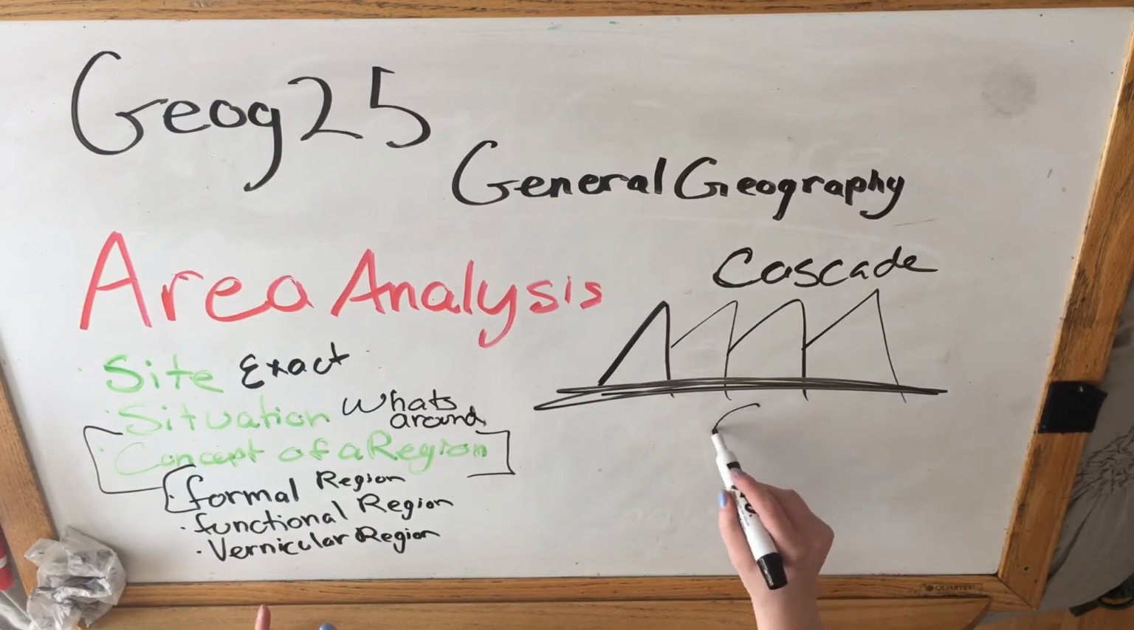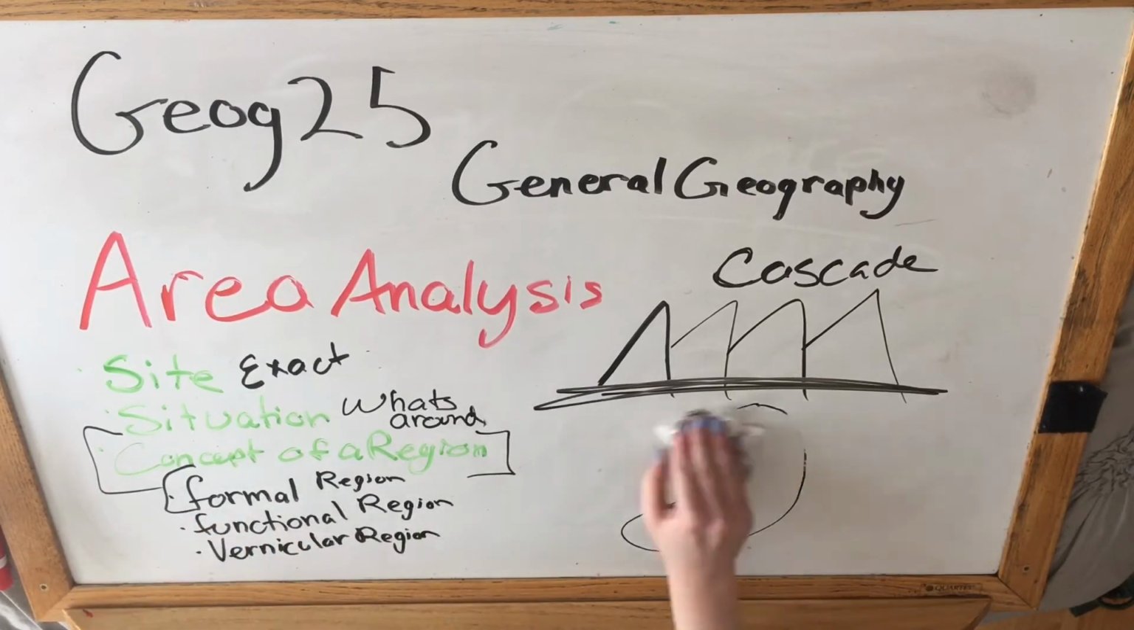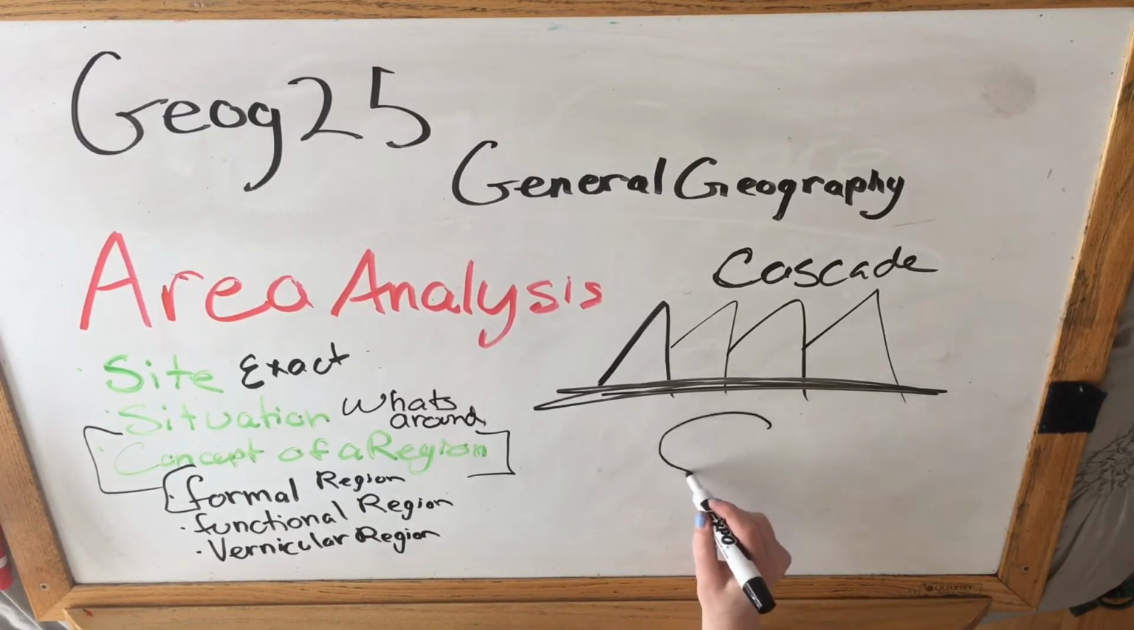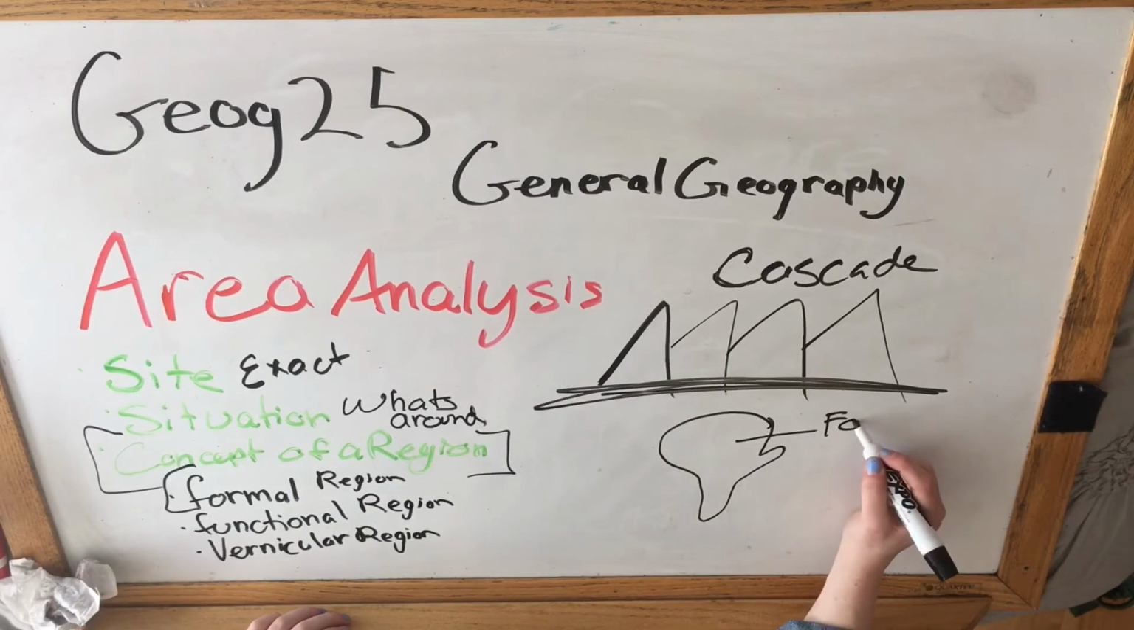Another example of a formal region is a country. Here we have, that's not how you draw it. That looks like a jelly bean. You have Africa here. And this is also a formal region. So this region is not changing.